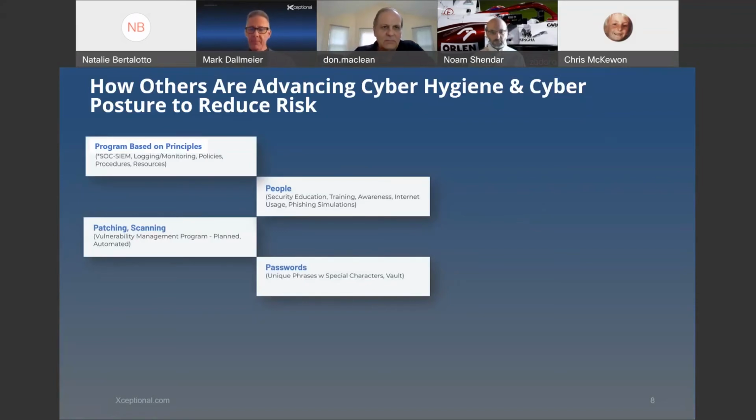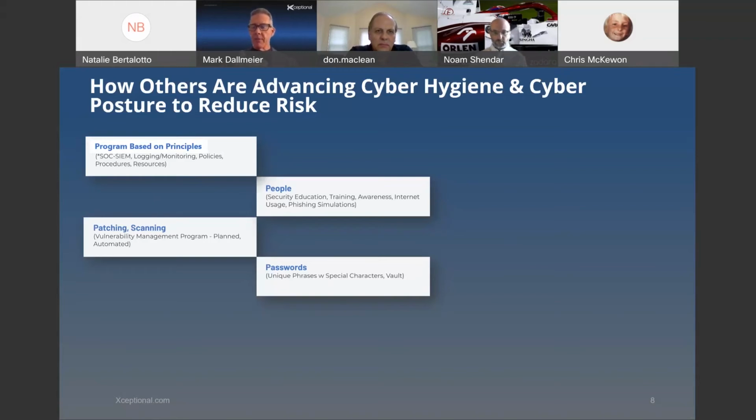A lot of organizations are building out programs based upon key data privacy and data protection principles. So they're deploying some type of security operations center, some type of SIEM, security information and event monitoring and management platform. They're looking at deploying new data privacy, maybe data privacy vaults, or some other type of data privacy program. They're educating their people.